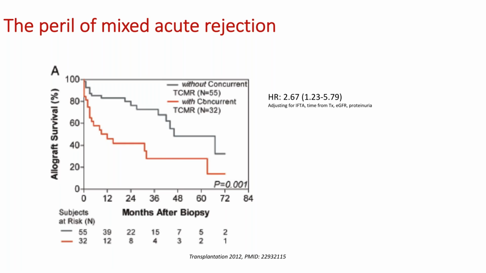When we divided them into those with a concurrent T-cell mediated rejection and those with pure C4D positive ABMR without concurrent T-cell mediated rejection, there was a survival difference. Patients with concurrent T-cell mediated rejection, or a mixed rejection, had approximately a 2.5-fold higher risk for graft failure after adjusting for several other variables.